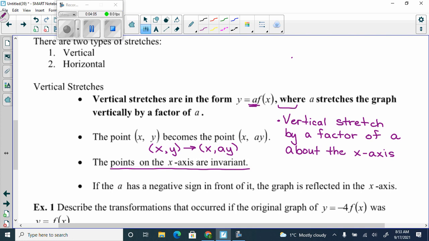Same rule as last day. When we had a reflection, we were multiplying our y's by -1, correct? And if your y is 0, it doesn't change. Well, in this case, instead of multiplying by -1, we're multiplying by a. It's the same understanding, right? You're still multiplying by something. So when you multiply 0 by anything, it stays. So it's invariant on the x-axis because your y values are 0.